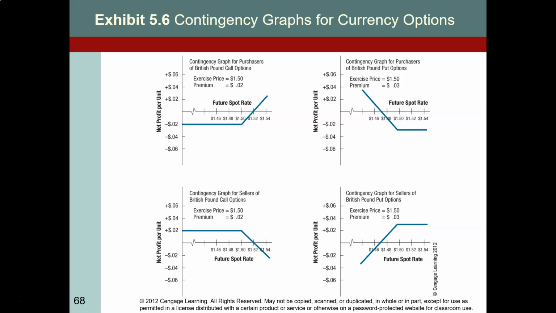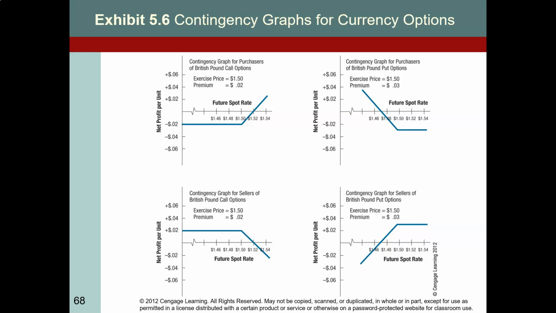For the put option, for the buyer, if the premium is 0.03 and the exercise price is 1.5, the buyer wouldn't exercise the put option if the spot rate is higher than 1.5. You don't want to buy at a higher price than 1.5 and then sell at this exercise price of 1.5. So your loss would be only 0.03, the premium, if the spot rate S is higher than X.